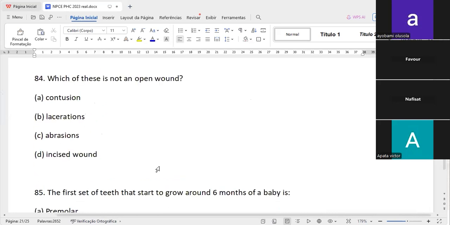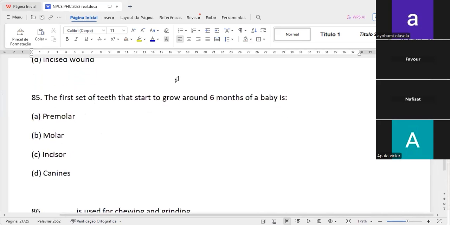Which of these is not an open wound? Contusion. Okay. The contusion is a closed wound, while lacerations, abrasions, and incised wounds are open wounds.